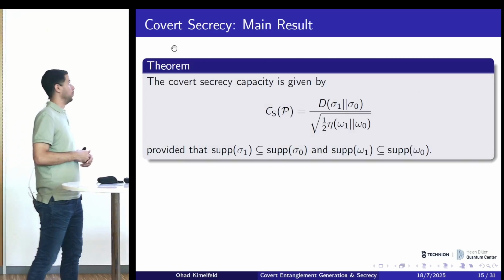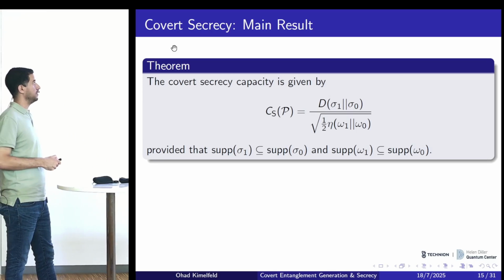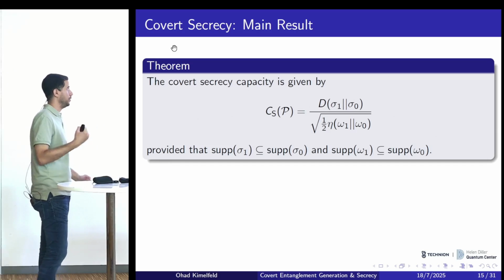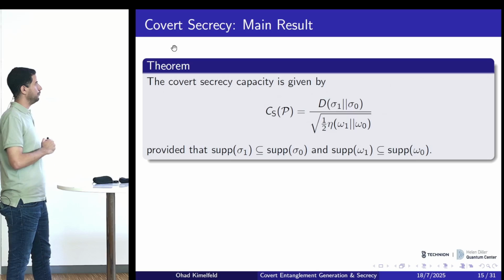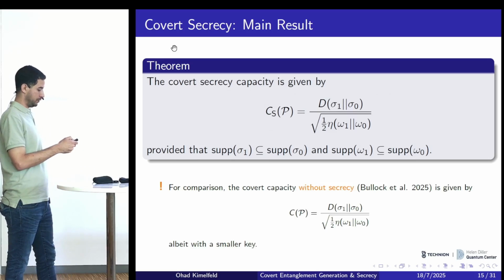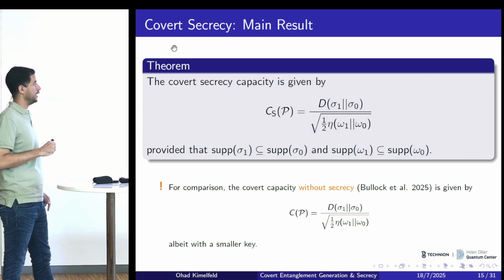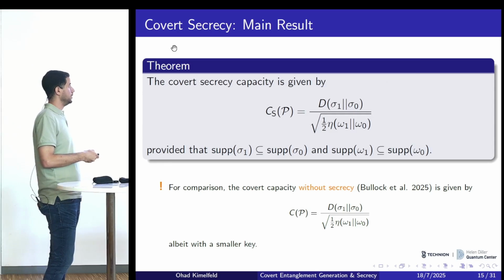And now we reach the first main result. The covert secrecy capacity is given by this single-letter formula, where it's the divergence between Bob's states divided by the square root of the eta measure of Willy's states times 1/2, provided the assumptions we described before hold. And for comparison, as we mentioned before, the covert capacity without secrecy by Bullock et al., which was presented here a year ago, is given by the same formula.